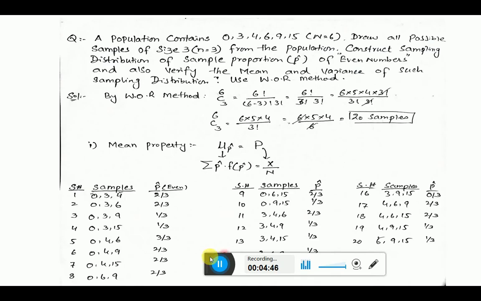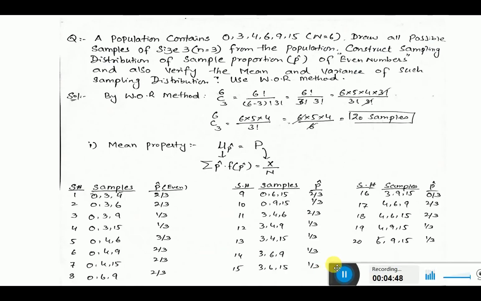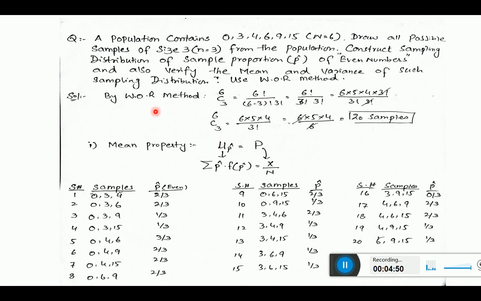Our question is very easy and simple, just pay attention. Look here, the question: a population contains 0, 3, 4, 6, 9, 15. Your population has a total of six values, from 0 up to 15.